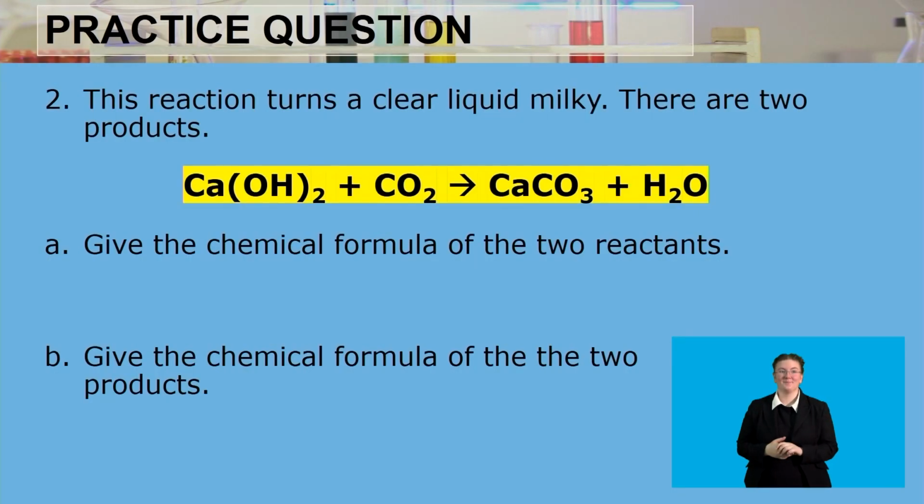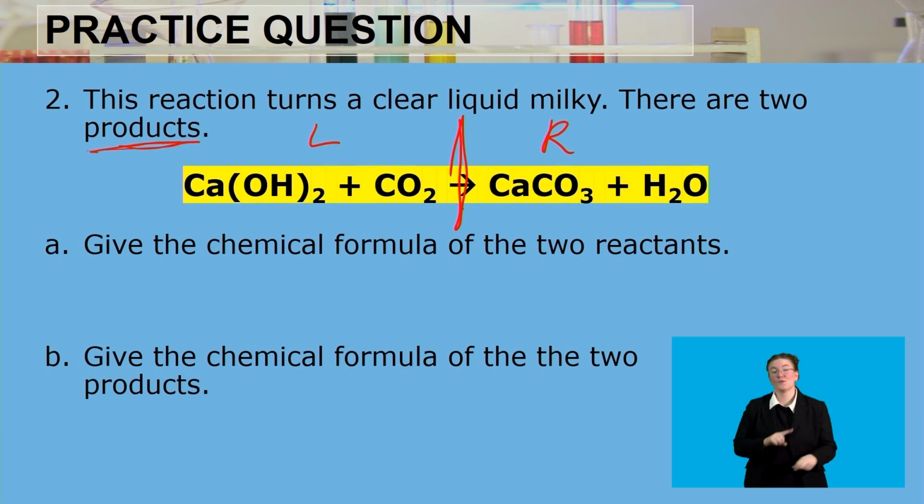So the next question is, this reaction turns a clear liquid milky. And then we are told that there are two products. Remember, products are written on the right-hand side of the arrow. Locate the arrow first. Here's our arrow. This is our right-hand side. That's our left-hand side. So now, right-hand side, products, left-hand side, reactants.